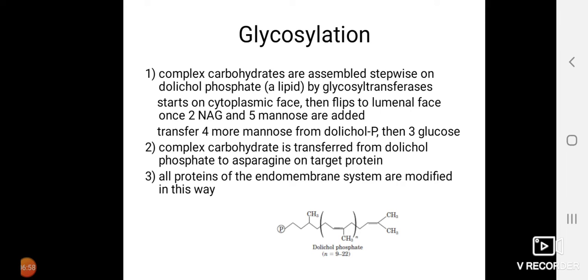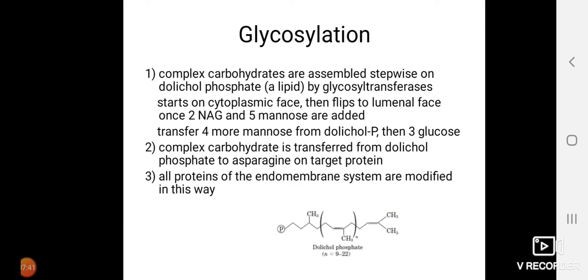You can see down there the structure of it, carrying a long hydrophobic chain, and addition of sugar units will take place to this phosphate to form a pyrophosphate link. The addition is going to take place in such a way that it will have a 14 unit sugar tree consisting of 2 NACs, 5 mannoses and 4 mannoses, then there will be 3 glucoses, like that.